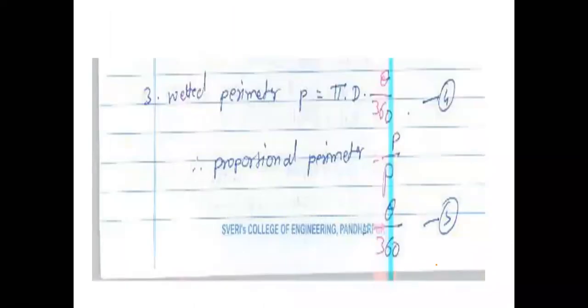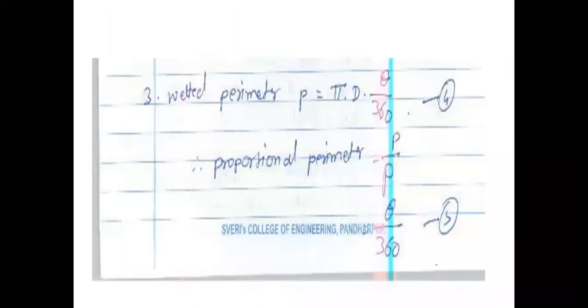The way we have derived equations when it is running full, these are very easy. That is, capital A is equal to pi by 4 d square, capital P is nothing but pi d, and from that you can determine the hydraulic mean depth, capital R is equal to d by 4. Is it? Capital A upon capital P is equal to d by 4. So in the same way we are going to determine now the weighted perimeter.